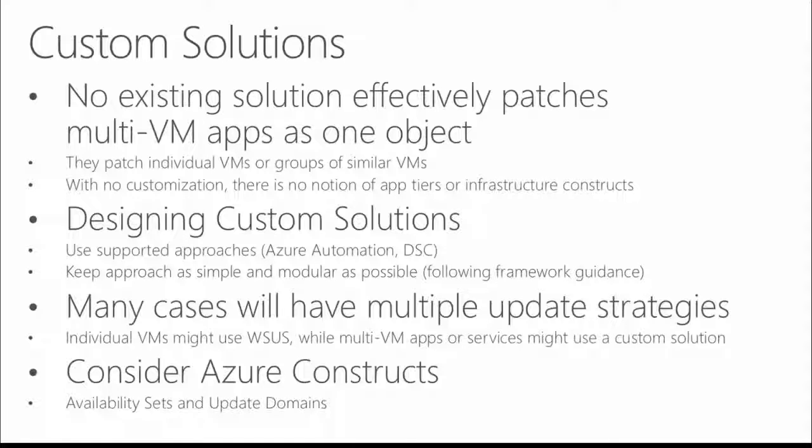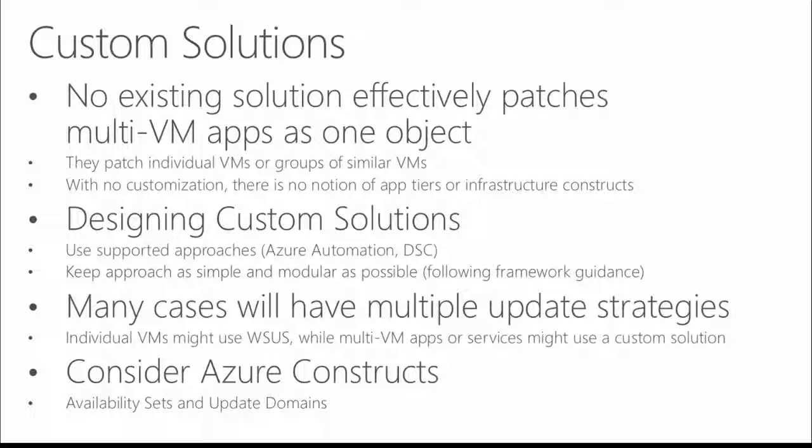Great. Cool. So we've talked a bit about WSUS. We've talked about SSCM, and these are fantastic solutions for patching and updating applications. However, when you're talking about a large app, you're going to have a hierarchy of virtual machines, and you can't necessarily just patch the entire solution using just WSUS or just SSCM. So you very often have to come up with a custom solution. Without customization, there's no notion of app tiers or really of any infrastructure constructs.